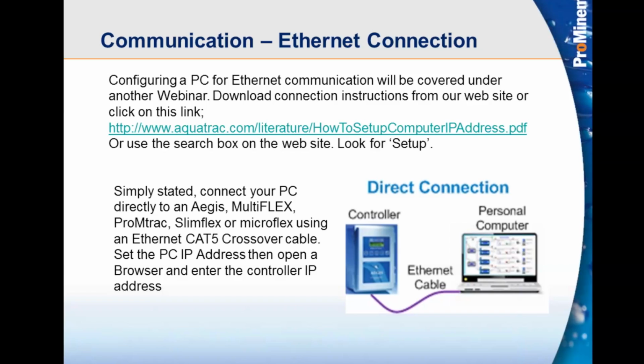So simply stated, you connect your PC directly to an Aegis or Multiflex, PromTrack, SlimFlex, Microflex using an Ethernet Cat5 crossover cable. You set the IP address and then open up a browser and enter the target IP address, which would be the address of the controller that you would communicate with, and you would set up an Ethernet connection.